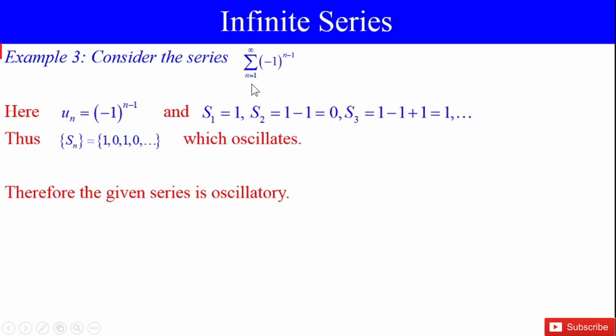Example 3. Consider the series sigma n equal to 1 to infinity minus 1 raised to the power n minus 1. Here un is equal to minus 1 raised to the power n minus 1, and S1 is equal to 1, S2 is equal to u1 plus u2, which is 1 minus 1 equal to 0, S3 is equal to u1 plus u2 plus u3, which is 1 minus 1 plus 1 equal to 1, and so on. Thus Sn is 1, 0, 1, 0, which oscillates. Therefore, the given series is oscillatory.